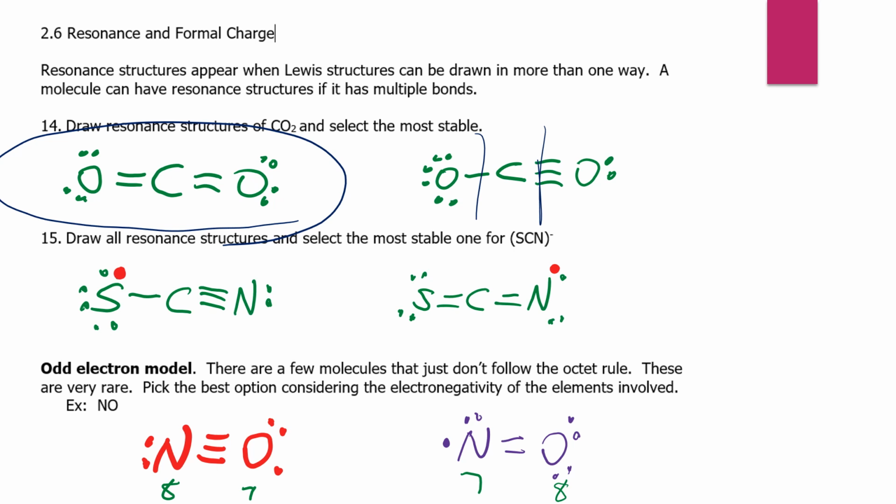And then in 15, that also works. There's a -1 charge, which I made red. You can do it 2 different ways. My least favorite of all is this scenario here. Odd electrons. Neither one of these drawings work. And that's the right answer.